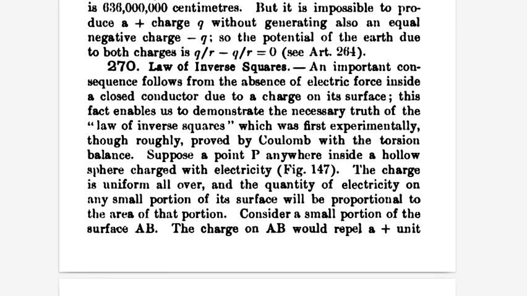Silvanus Thompson, Elementary Lessons in Electricity and Magnetism. This book was written in 1895, so some ideas and units might be outdated, but its heritage value is great.